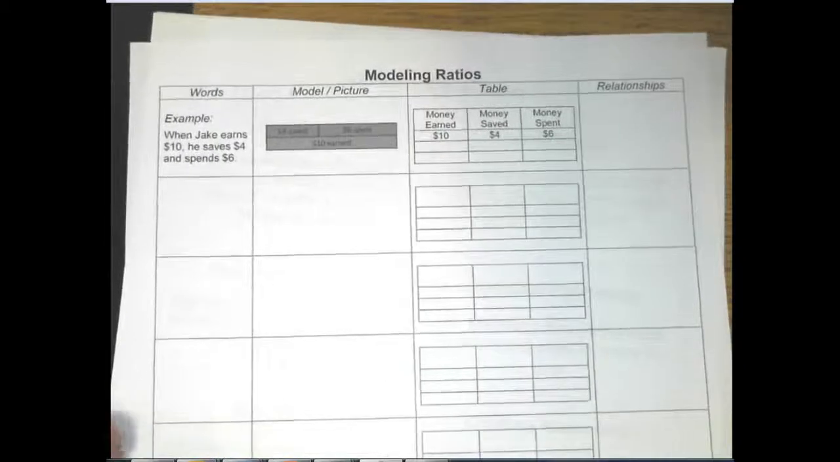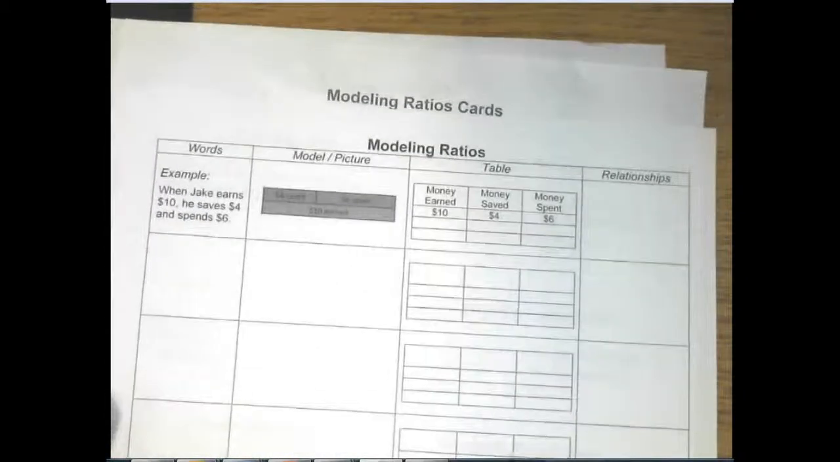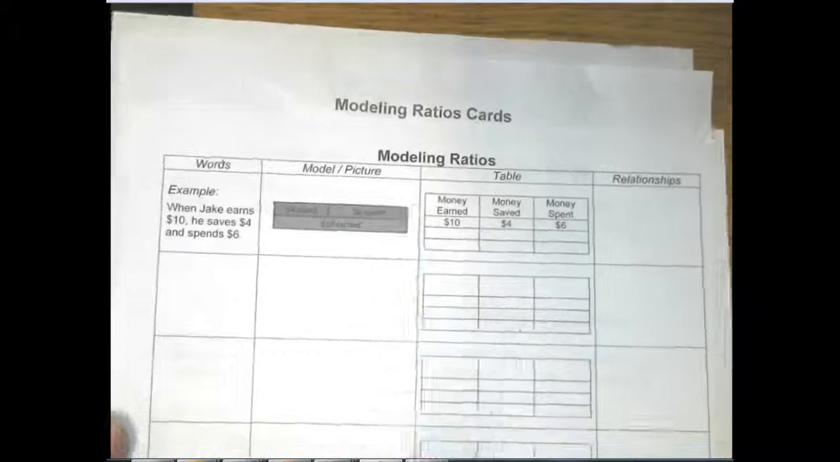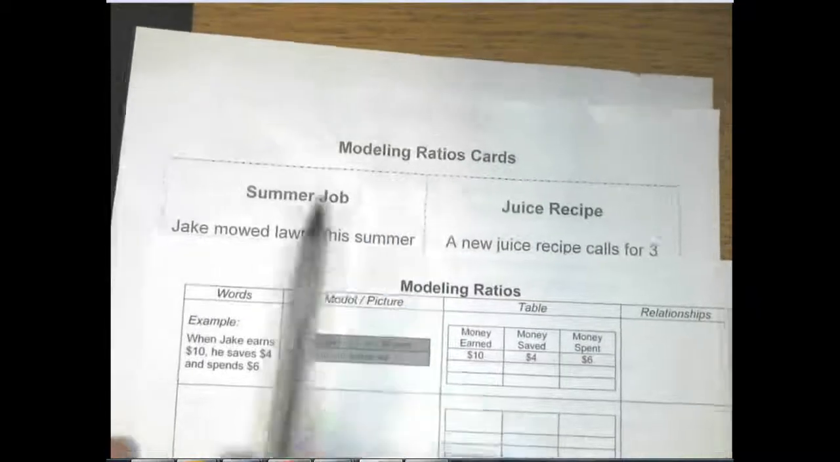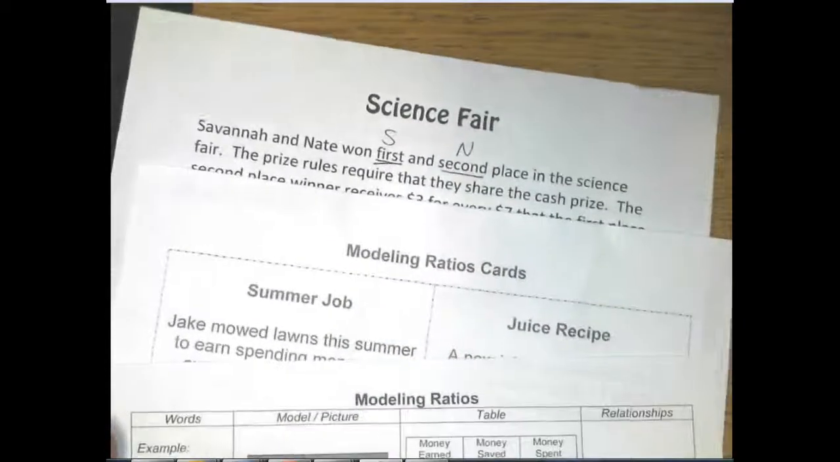Solomon. This is for Tuesday's lesson, and so the papers that you're going to need is called Modeling Ratios, and then the Modeling Ratios cards, and then the Science Fair. Science Fair was the homework.